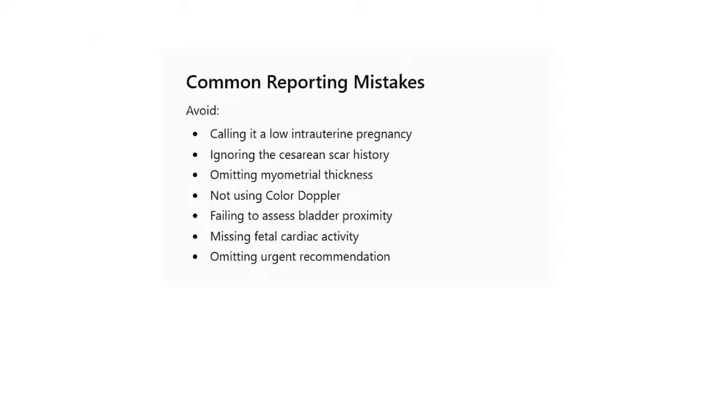So the common mistakes some of you do, or that we do, including myself, include calling it a low intrauterine pregnancy, ignoring the cesarean scar history, omitting myometrial thickness, not using color Doppler, failing to assess bladder proximity, missing fetal cardiac activity, and omitting urgent recommendations. So those are some of the pitfalls.